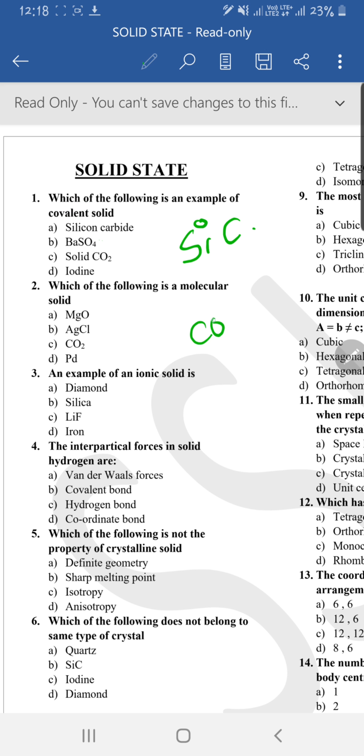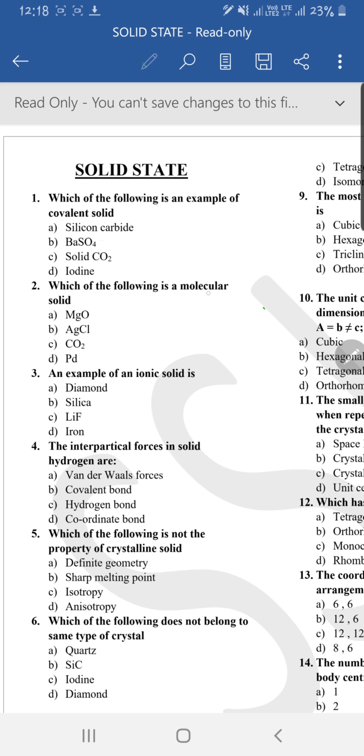Solid CO2 is a molecular solid, there must be molecular forces among them. Iodine, I2, cannot be, there is also a van der Waals force of attraction, they are molecular solids. Silicon and carbon belong to the 14th group in the periodic table, so there must be a covalent bond between them. The best option we choose is silicon carbide. I hope there is no doubt in this question.